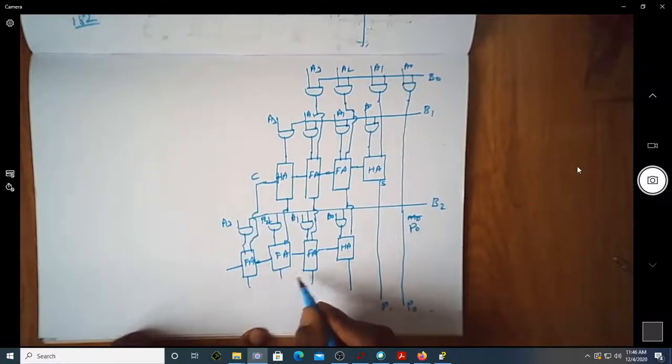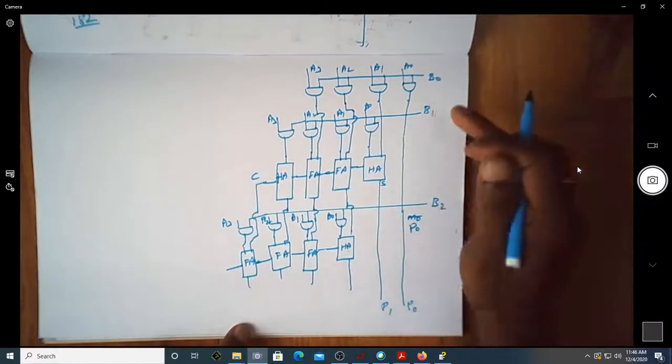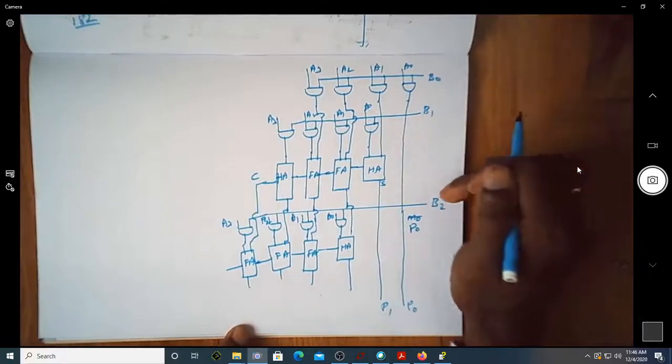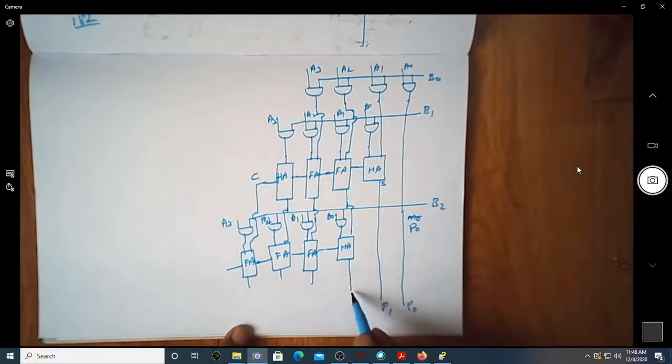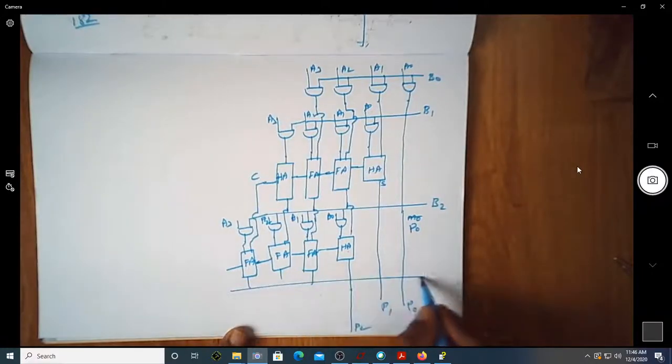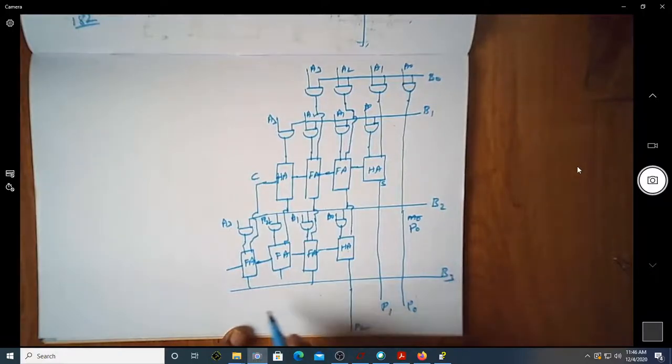You have sum, sum. This is B0, B1, B2. Then the last one is, of course, this is your P2, of course, P1. Let me just write the last one. This is your B3, which is now ANDed with this. Again, this is ANDed with this.